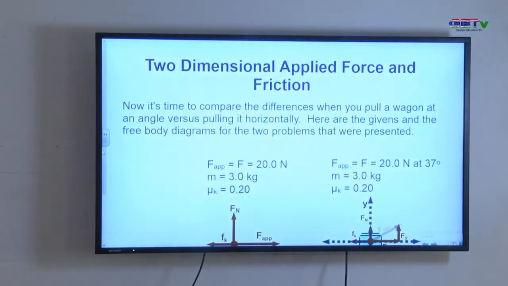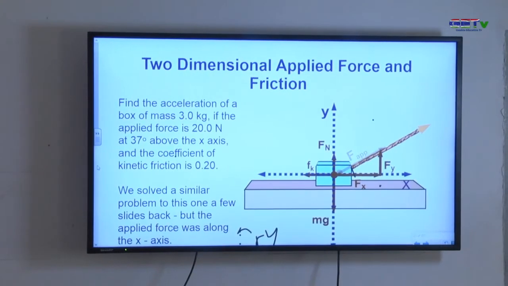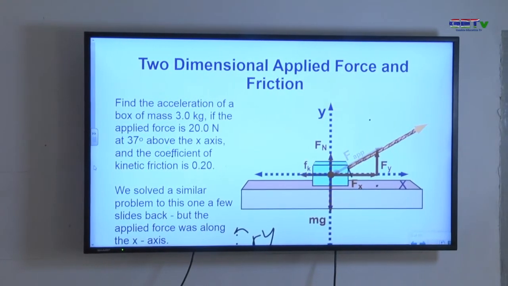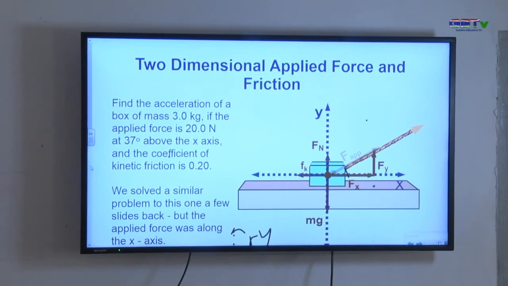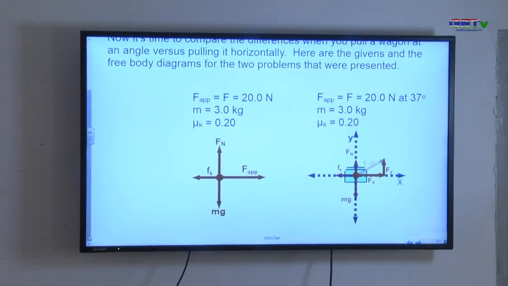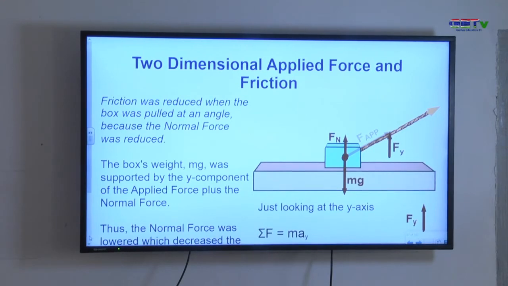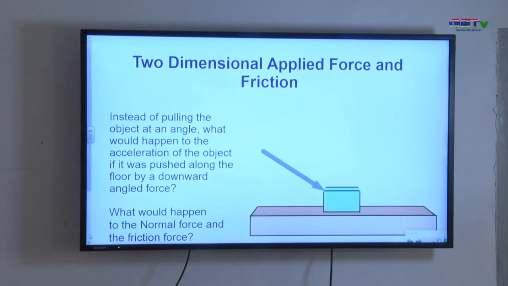Sorry, can you go back to that slide? The slide before this. Okay, it's the same problem. They're just taking you through. We've already answered that problem.